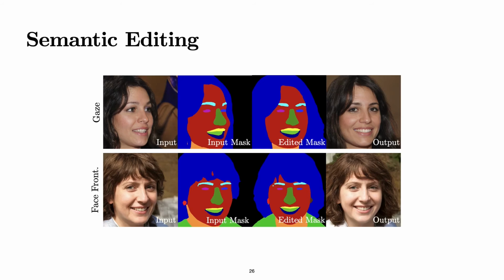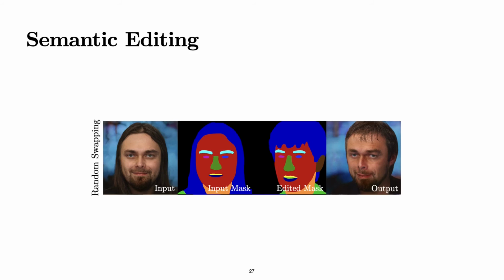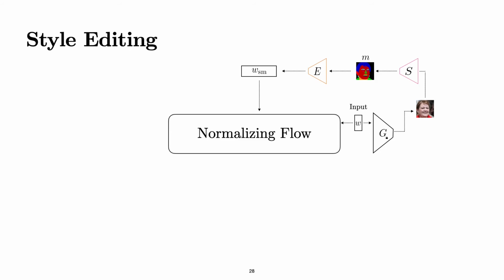Our model can perform a wide variety of semantic edits like changing gaze and face frontalization, as shown in rows 1 and 2. Our model output images have a high realism and also preserve the identity. Even in the extreme case of randomly swapping the semantic mask, the model outputs an image that preserves the identity and is consistent with the edited semantic mask.